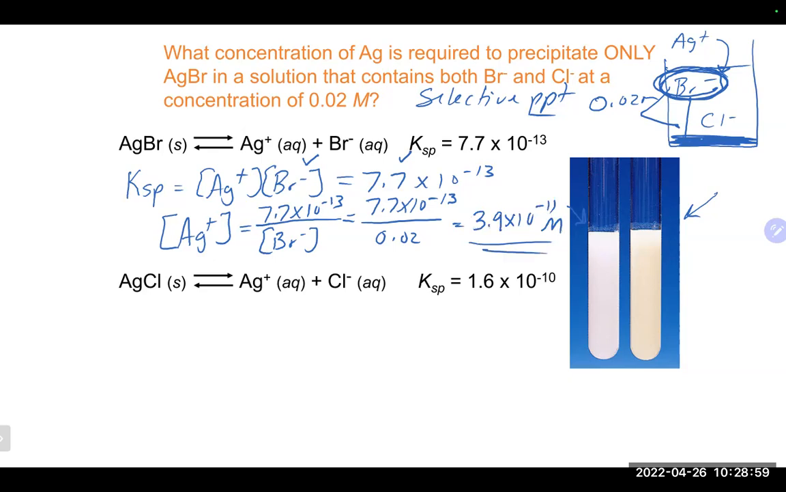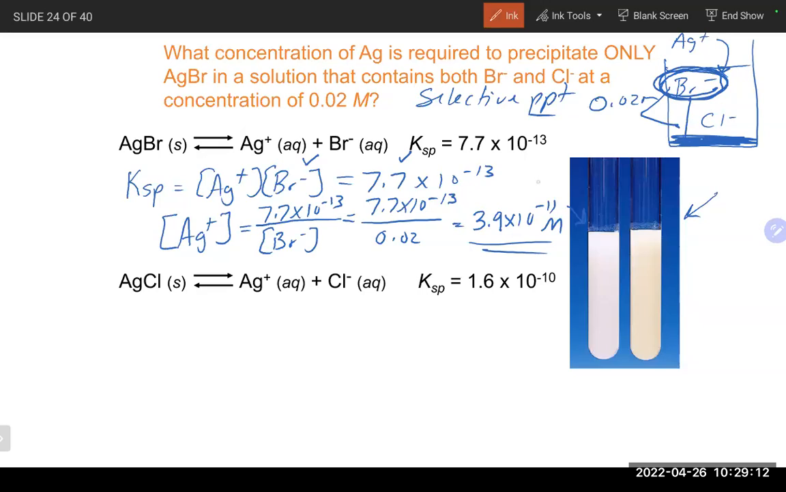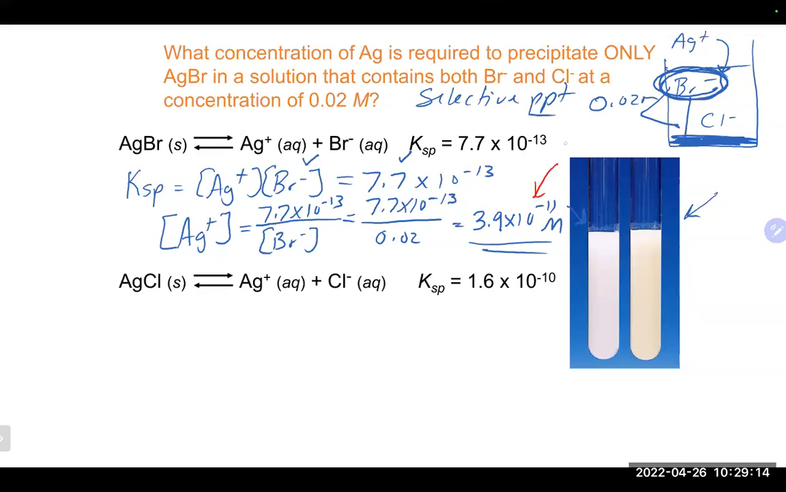So that number right there represents the minimum amount of silver concentration that you need to throw in there to actually start to see the silver bromide start to precipitate out. So that is the minimum concentration of silver needed to see silver bromide starting to come out.